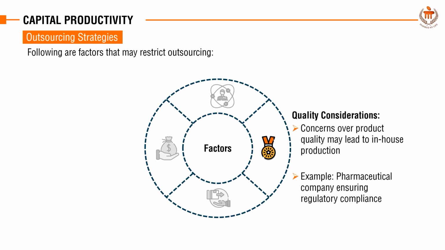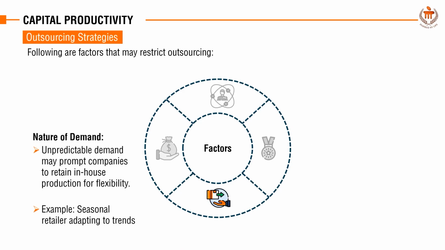Number two, quality considerations. Concerns about maintaining product quality can restrict outsourcing, as seen when a pharmaceutical company chooses to keep manufacturing in-house to ensure compliance with strict regulatory standards. Number three, nature of demand. If demand for a product is unpredictable, companies may avoid outsourcing to maintain flexibility. For instance, a seasonal retailer might prefer in-house production to quickly adapt to changing consumer trends.